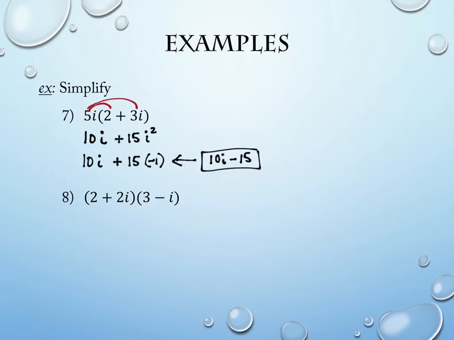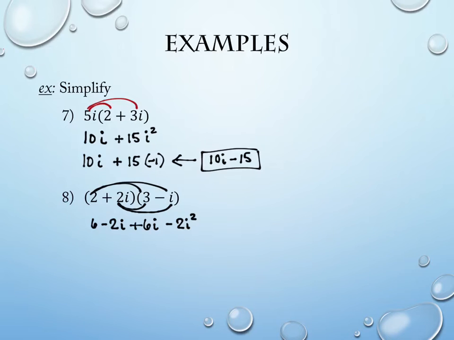Okay? Number 8. Well, number 8's a binomial times a binomial, so we FOIL, right? So we do our first terms. 3 times 2 is 6. Outer terms, 2 times -i is? Yeah, -2i. My inner terms, 2i times 3. 6i. And then my last terms, 2i times -i. -2i squared.